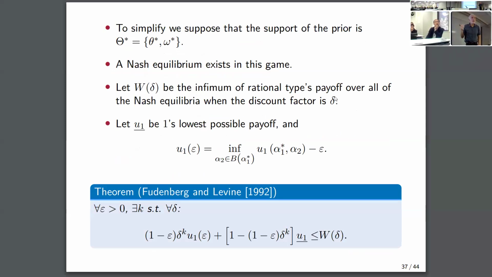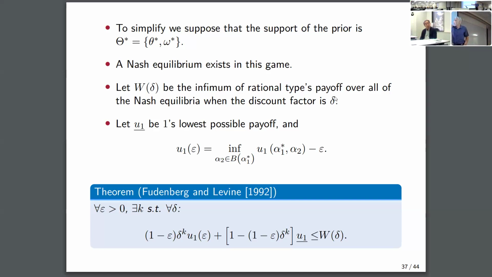And what I want to do is lower bound the payoff of the long-run player. So let W of delta be the infimum, the greatest lower bound, of the long-run player's, the rational type's, payoff over all the Nash equilibria. Well, the Nash equilibria depend on the discount factor, so all the Nash equilibria for a given discount factor. And U1 lower bar is player one's worst payoff. It's a finite game, so it's a finite number.